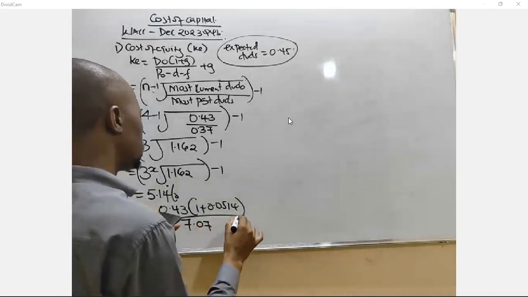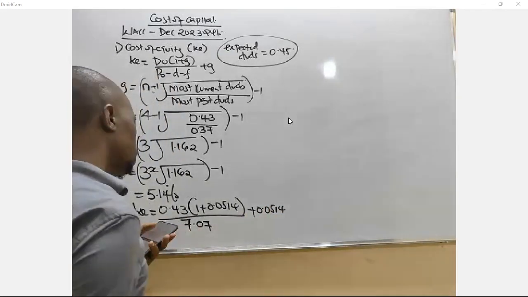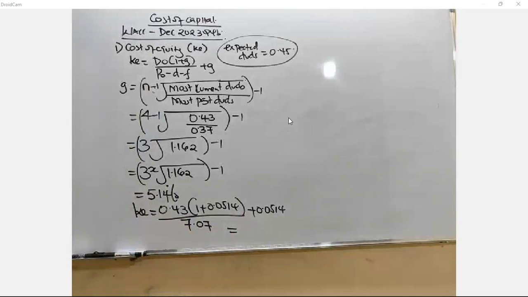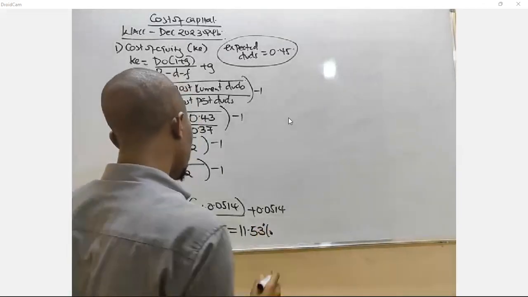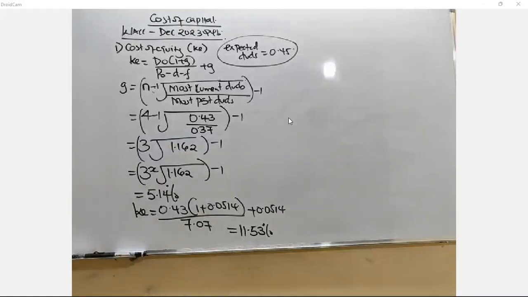7.07, right? Then we add 0.0514. So how much is this? How much is that? So in simple terms, we are going to start with 1 plus 0.0514. We multiply it with 0.43, right? You divide it by 7.07. We add 0.0514, getting something closer to 11.53. 11.53, you can determine that, but just do your computations and see whether that is what you are getting. That is the cost of equity.